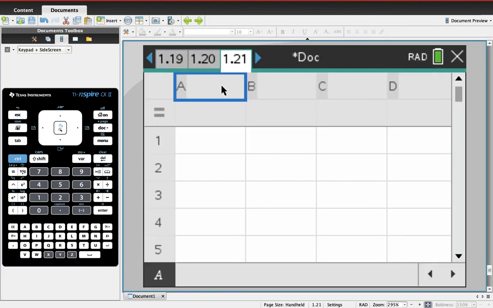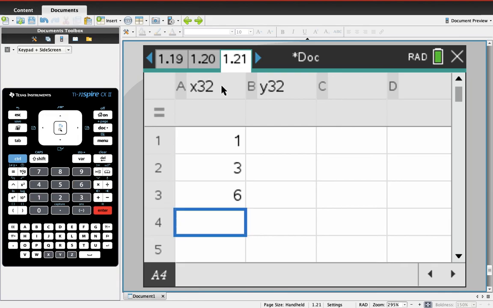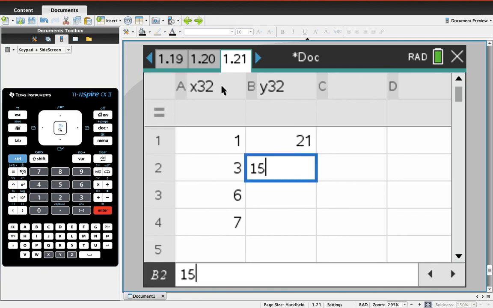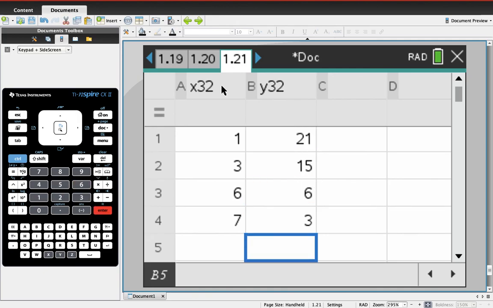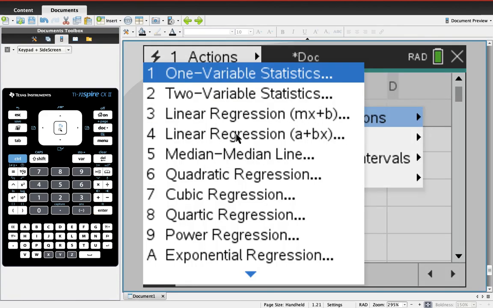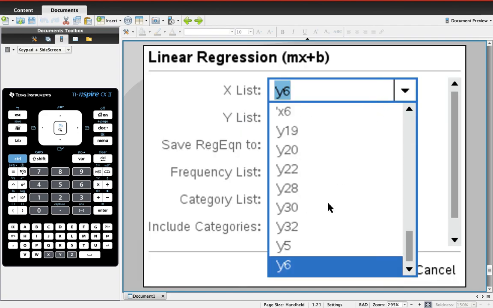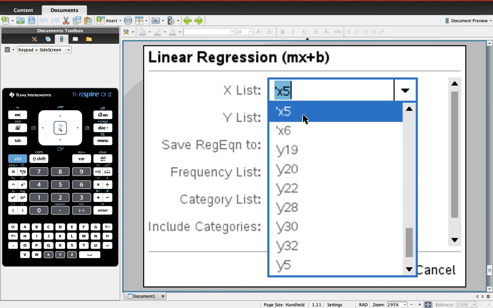So this was problem number 32. These are my x's from 32, my y's from 32. All right, so 1, 3, 6, 7. And over here, my y's. And I'm going to go ahead and run that linear regression. And of course, I'm looking for the x's from number 32.